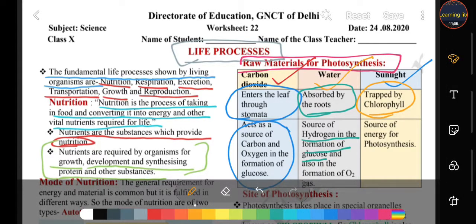What is chlorophyll? It is the green pigment present in the leaf, students. It absorbs the sunlight from the sun and converts its light energy into chemical energy to carry on the chemical reaction of photosynthesis. So, for photosynthesis, what is the source of energy, student? The source of energy is sunlight.